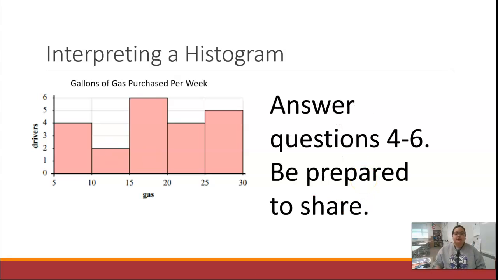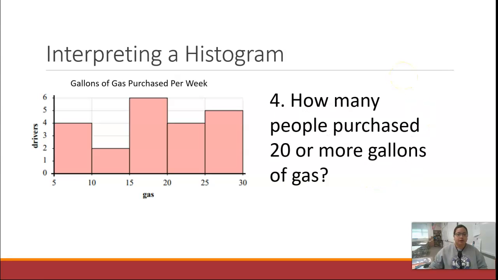All right, I would like you to pause the video again, and I want you to answer questions 4 through 6, and then we'll check your answers. All right, question 4, how many people purchase 20 or more gallons of gas? So that's cut off right here, or more is the rest of them, so we add these 2 columns together, and we should have 9 people.